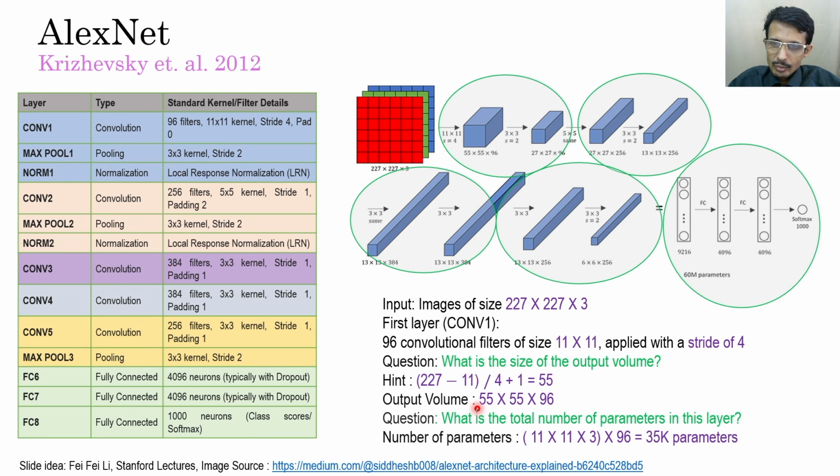Next, what is the total number of parameters? You see, 11 cross 11 is the convolution kernel, into 3, since it is 3 channels, and such 96 different kernels. So about 35,000 parameters in this single convolution layer. So you can understand, it's a very big network here. Okay.